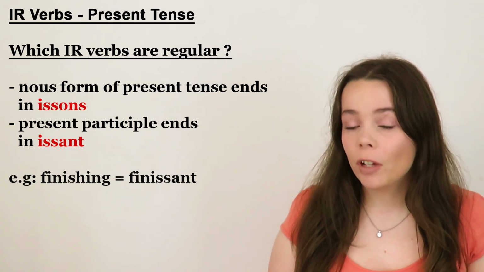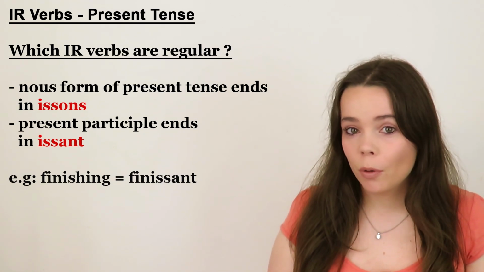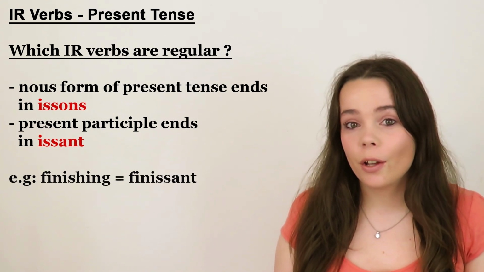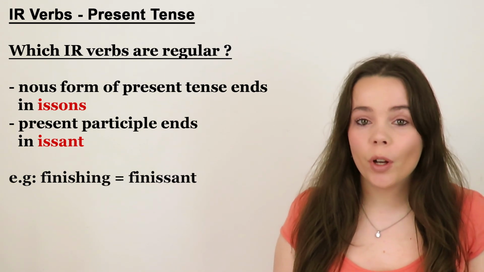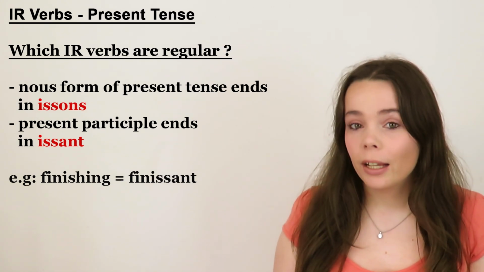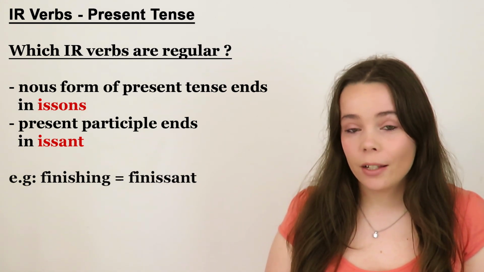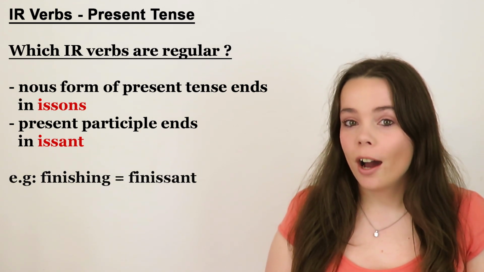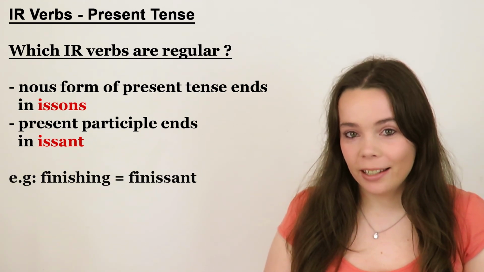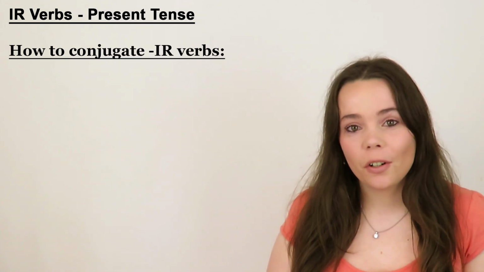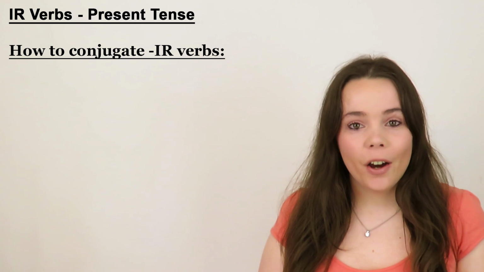For example, finishing is the present participle of the verb to finish, and finissant is the present participle of the verb finir in French. As it ends in issant, it means it is regular, and so it follows the normal conjugating pattern of IR verbs in the present tense. I swear it sounds a lot more complicated than it is. So how do we conjugate regular IR verbs?